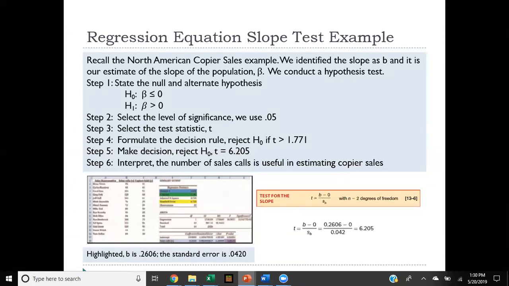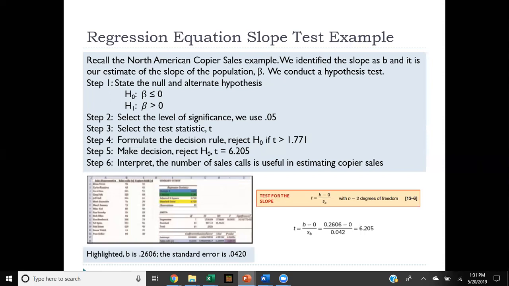We calculate our test statistic, and then you compare that test statistic with what you have from your t tables. In this case here, they've turned it into a one-tail test, so it's being compared to 1.771. If I'd gone with the two-tail test, I would again compare it to 2.160. But either way, we would reject the null hypothesis. And we conclude then that the number of sales calls is useful in estimating copier sales.